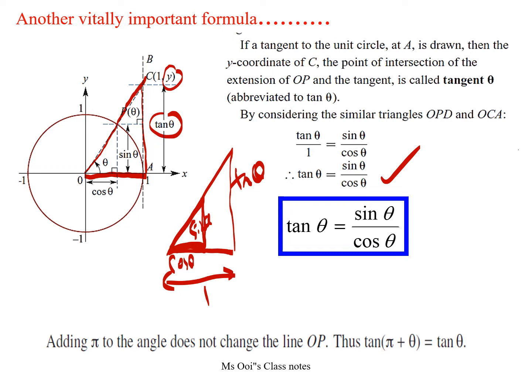If you add pi to the angle, it does not change the line OP. So in other words, tangent of pi plus theta is the same as tangent theta.